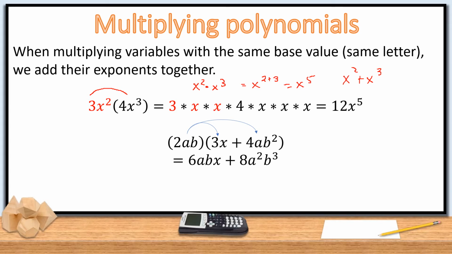And now it could be like, well, what's the degree of this expression? So now that we've combined, so let's see, 2ab, 1, 2, so that had a degree of 2. 3x had a degree of 1. 4ab squared had a degree of 3. So 6abx has a degree of 3. 8a squared b cubed has a degree of 5. So we would say, okay, well, it went from a degree of 2 and a degree of 3 to a degree of 5.